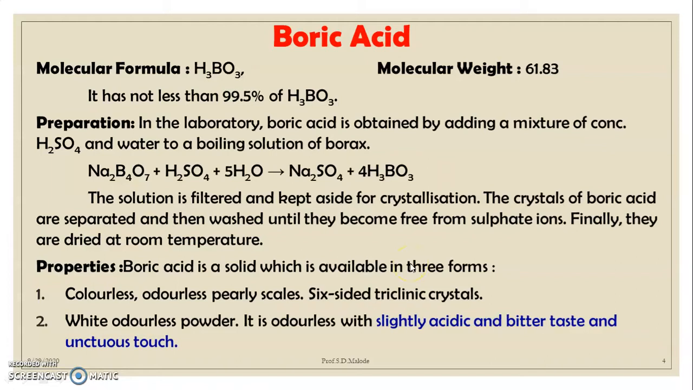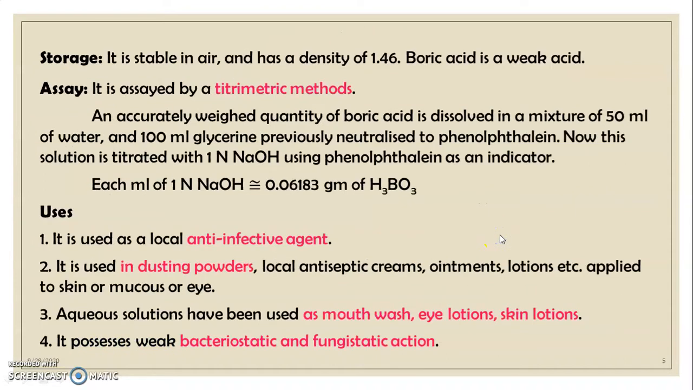Now the properties of boric acid: it is a solid which is available in three forms: colorless, odorless, pearly scales, six-sided triclinic crystals, or white odorless powder. It is odorless with a slightly acidic and bitter taste, and unctuous to touch. It should be stored in a tightly closed container and has a density of 1.46. It is a weak acid.